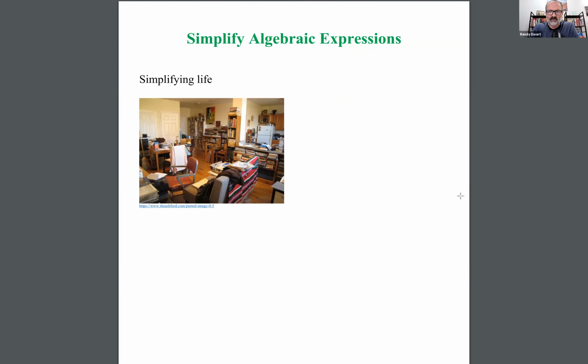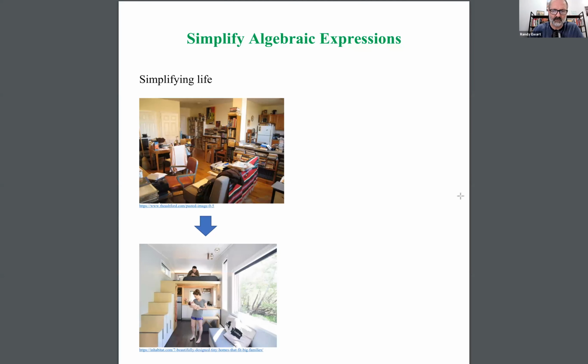So let's look at simplifying things in life. You get a house or an apartment and you start accumulating a lot of stuff. And now your house becomes cluttered and your whole life becomes kind of cluttered. And you're like, man, I just need to simplify things. Well, what some people will do is they'll get rid of a lot of stuff and then they will downsize into a micro house or something. And now things are much more simple.